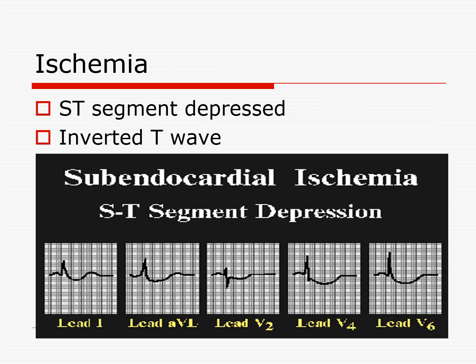Alright, now we're going to talk about ischemia. This is where your ST segment is depressed, so you basically have an inverted T wave. So, ST segment depression, and you can verify that in different leads.